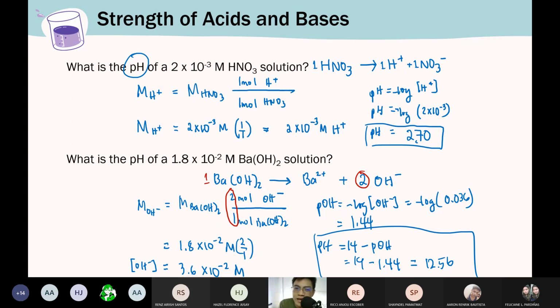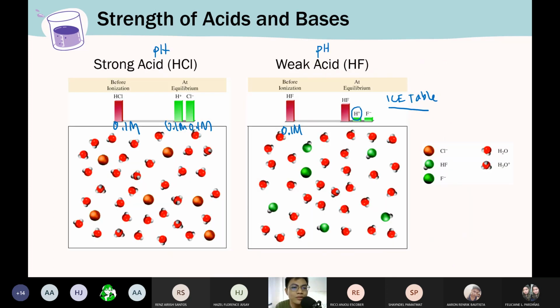But how about weak acids and weak bases? Okay? So again, pag strong, stoichiometry lang, and then makuha mo na pH or pOH. But for weak acid, you have to do equilibrium calculations. You have to use an ICE table.